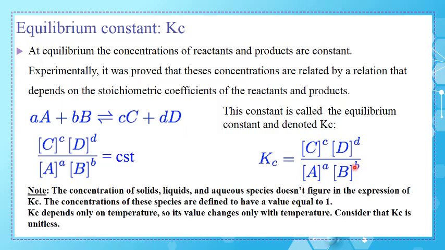Here, there is an important note to pay attention to: the concentration of solids, liquids, and aqueous species doesn't figure in the expression of Kc in case of heterogeneous equilibrium. The concentrations of these species are found to have a value equal to 1. Kc also depends only on temperature, so its value changes only with temperature. As long as temperature is constant, the value of Kc is constant. And consider that Kc is unitless.